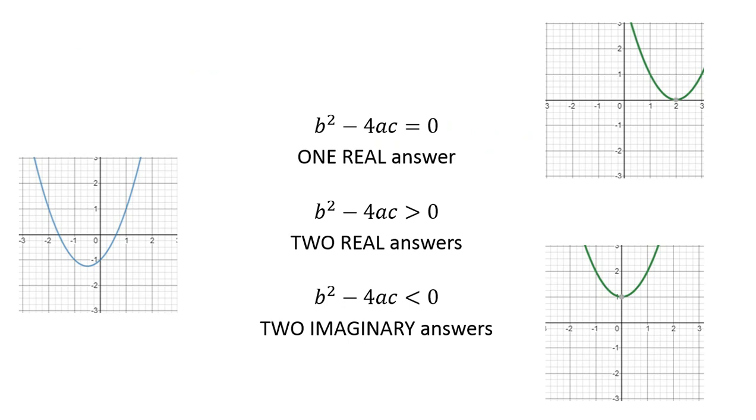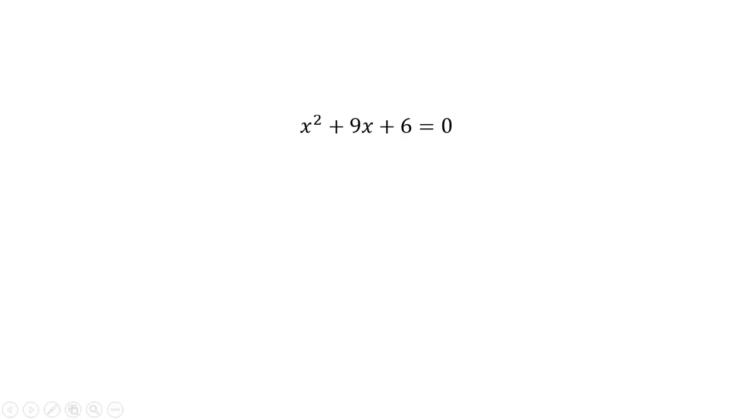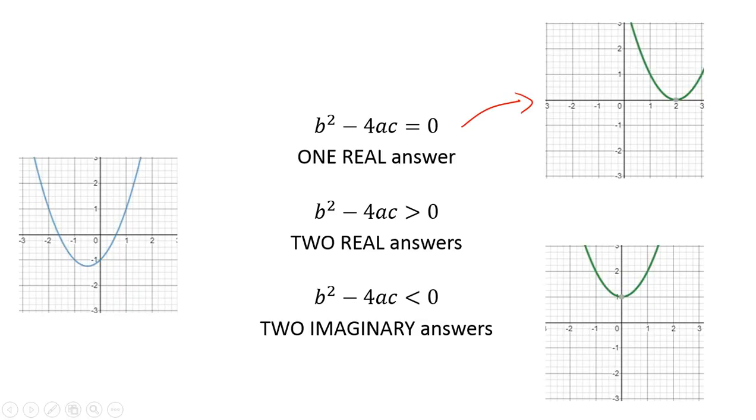Here's what the discriminant tells us. If the discriminant equals 0, you only have one real solution. If you do the calculation of b squared minus 4ac and you get 0, your graph is going to look something like this one over here. The parabola touches the x-axis, but it doesn't cross over it. Like that graph, it touches at 2, but it doesn't go past it into the negative side of y.